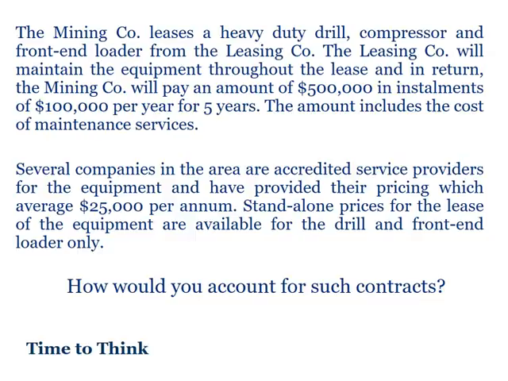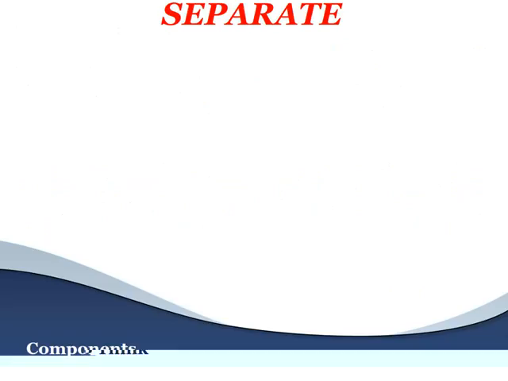Several companies in the area are accredited service providers for the equipment and have provided their pricing, which averages around $25,000 per annum. Standalone prices for the lease of equipment are available for the drill and front-end loader only. Now, how would you account for such a contract? Clearly, you can see we've got 2 things within this. Firstly, we've got the right to use assets, and the second thing we've got a maintenance contract. So how do we deal with these under IFRS 16?